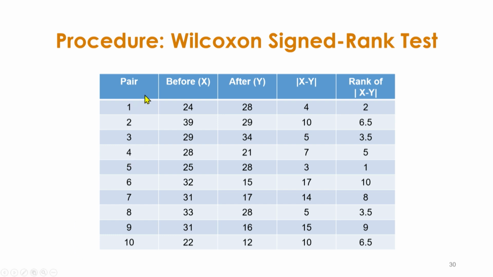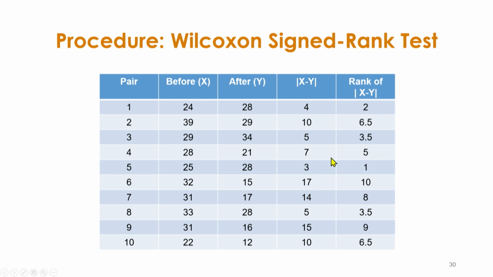After doing step 3, we can see from this table that for each pair we have before and after, and we calculate the difference x minus y. For example, 24 minus 28 gives 4. We take the modulus, so it does not matter which one is greater and which one is lesser; we just find the difference, and after finding the difference we have to calculate the rank of the difference.